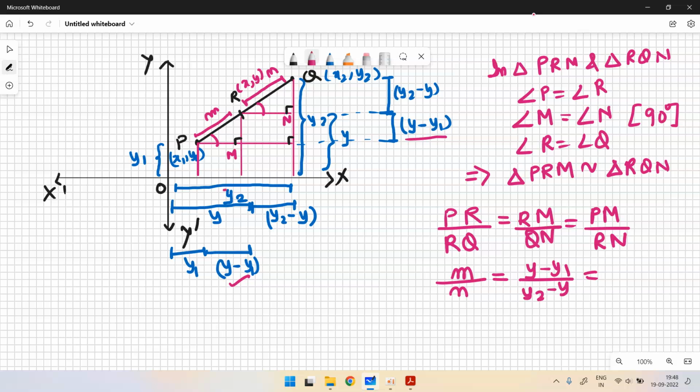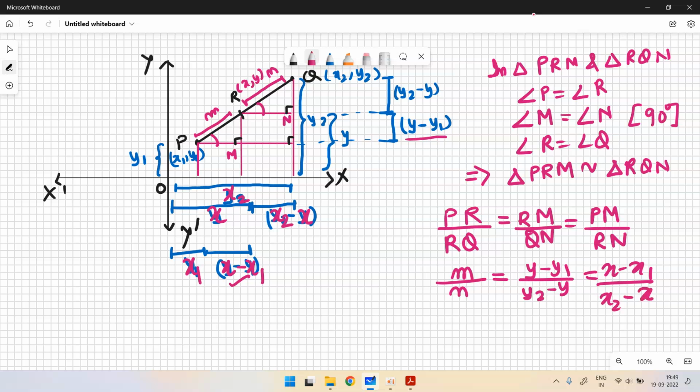Sorry, this is x2. This is x. This is x2 minus x. This is x minus x1. What is Pm? Pm is x minus x1 by, what is Rn? And this length is x2 minus x.